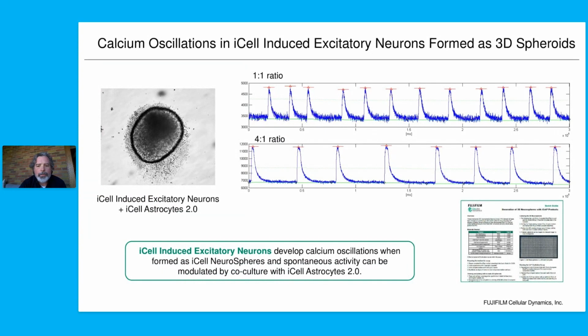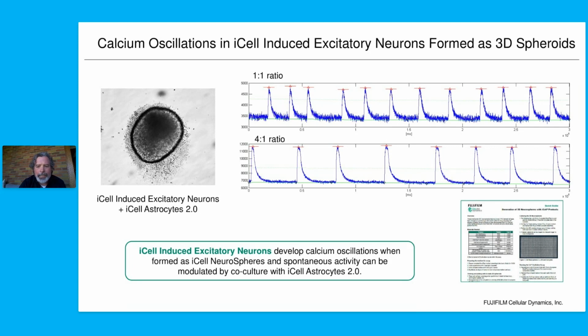And then last, we've also established that our induced excitatory neurons can be cultured in 3D as iCell neurospheres. And we have a protocol on our website that instructs how to form these neurospheres. But simply put, you can just thaw our iCell induced excitatory neurons, as well as our iCell astrocytes 2.0, and combine them in a suspension at defined ratios, and then plate approximately 25,000 cells from that mixture into a ULA round bottom 384 or 96 well plate. And then the cells will form neurospheres within 2 to 3 days.